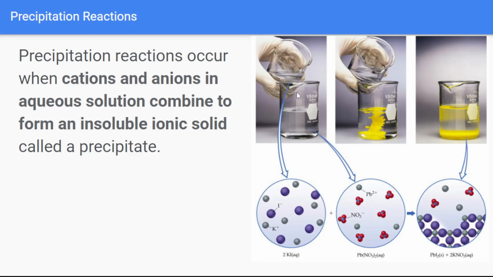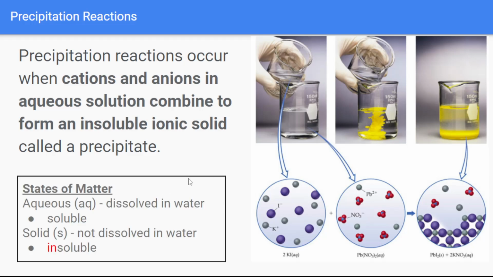So if you look at this example, you have two aqueous solutions, they're being mixed. All of a sudden, a yellow solid is formed. We call that the precipitate. And when we write our chemical equations, we would label the precipitate as solid because it's insoluble. And then we label the aqueous solutions as AQ because those are soluble.